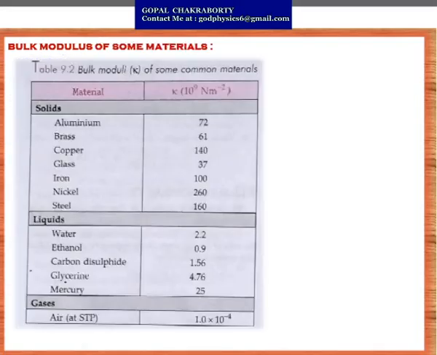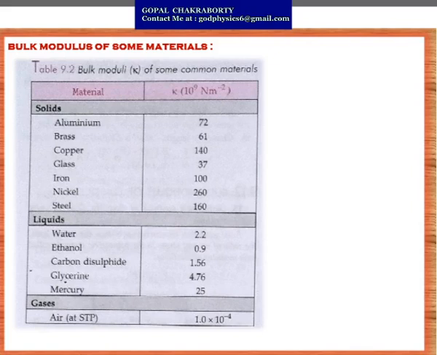So here the table is for your reference. It shows the bulk modulus of some common materials that are used in daily life. Aluminium has a bulk modulus of 72 into 10 to the power 9 Newton per meter square. Brass has a bulk modulus of 61 into 10 to the power 9. Copper has 140 into 10 to the power 9. Glass has 37 into 10 to the power 9.